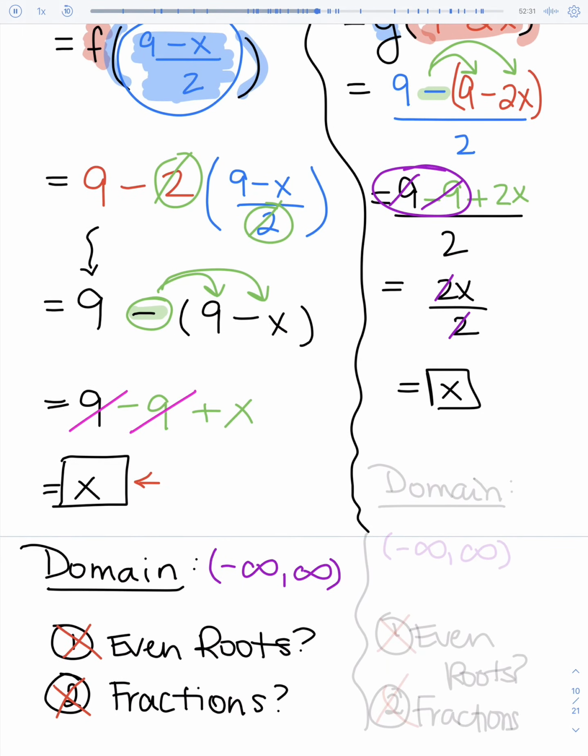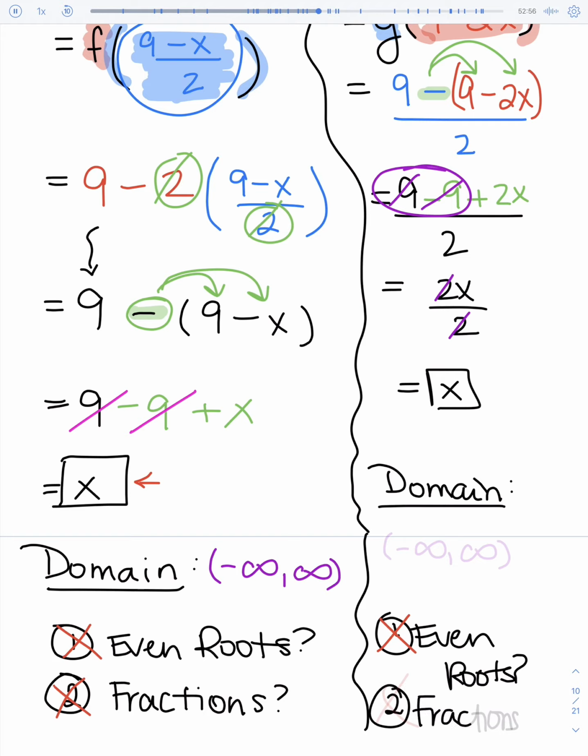Now I've still got to do what we did before, which is find this function's domain. So I'd have to ask myself the same questions. First, do I have any even roots? Well, I just ended up with an x, so the answer is absolutely not. My second question, do I have any fractions? Again, I ended up with just an x, so the answer is no. So my domain is going to be negative infinity to positive infinity again, which means I can plug in anything I want.